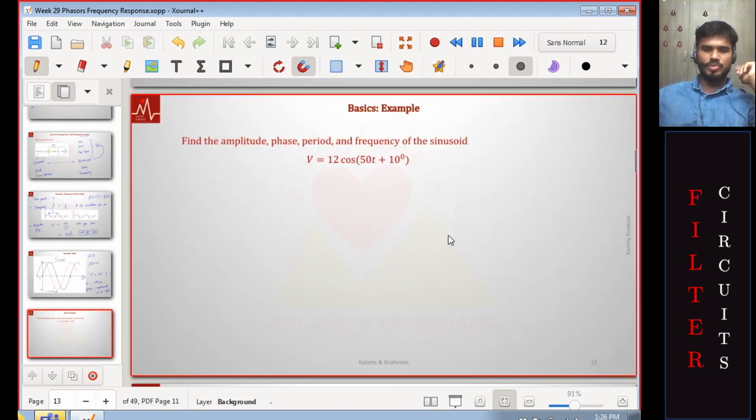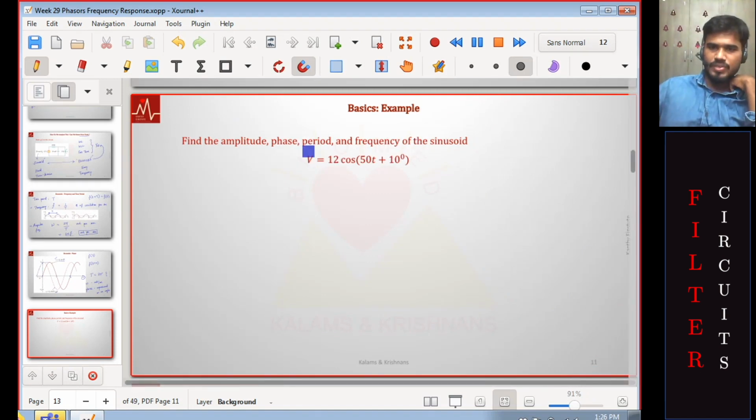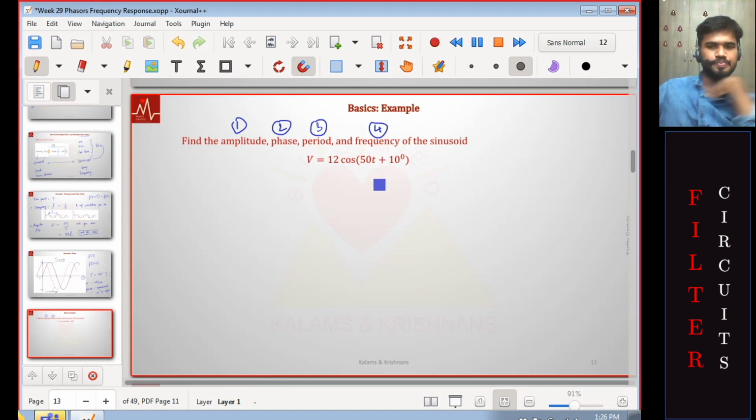Quickly, we'll have to start shifting gears. What is the amplitude, phase, period, frequency of this sinusoid? We have 1, 2, 3, 4. Notice cosine of something is also a sinusoid. Okay. Quickly, what is the amplitude? What is the phase?